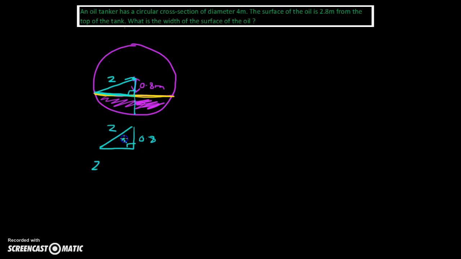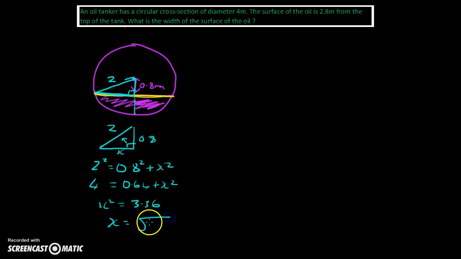Hypotenuse squared. The hypotenuse in this case is 2, opposite the right angle, so 2 squared equals 0.8 squared plus x squared, and let's call that x, what we're looking for. 2 squared is 4, 0.8 squared is 0.64, plus x squared. Subtract 0.64 from either side, and we get x squared equals 3.36. So x is going to equal the square root of 3.36.